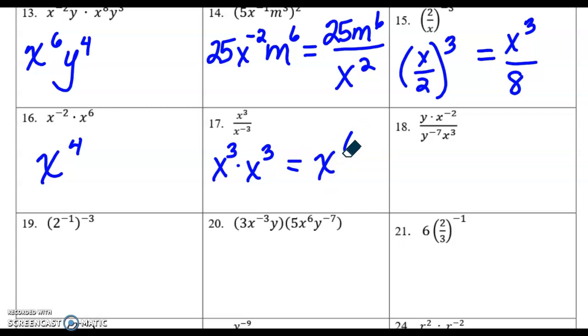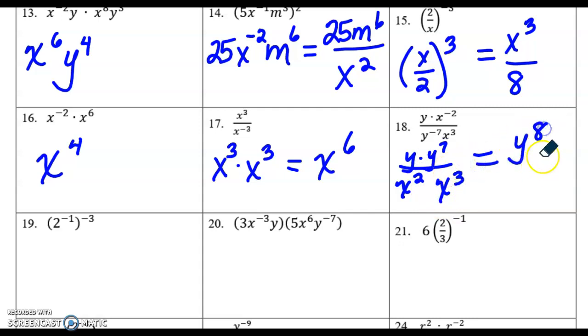For number 18, the only things that switch are the ones that have negative exponents. So this y stays the same. This x -2 goes down and becomes a +2. This y, the -7, comes up. And you have this x cubed down here that was fine, stays down there. Clean it up. You get y to the 8th over x to the 5th.